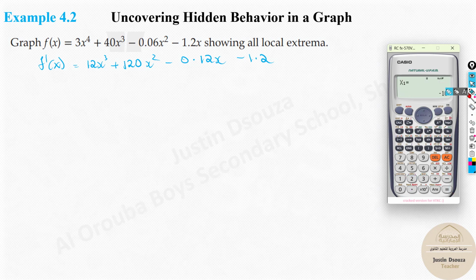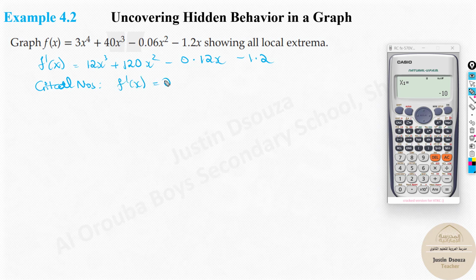And what are the x values? So let's write the x values here. x is equal to, okay, now this is another important thing: critical numbers, f dash of x is equal to 0.